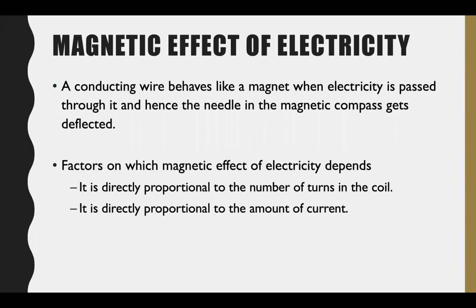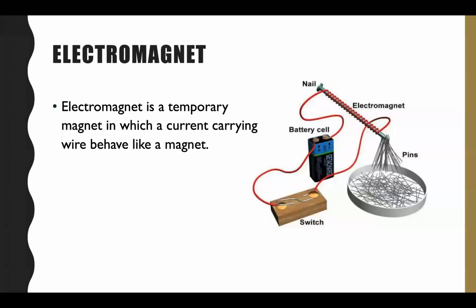Understood? Now let's talk about electromagnets. An electromagnet is a temporary magnet in which a current carrying wire behaves like a magnet. You can see in the picture a screw above which there is a coil of wire. When electricity passes through it, this screw or the nail will behave like the electromagnet. So as it behaves like a magnet, it can attract the pins.